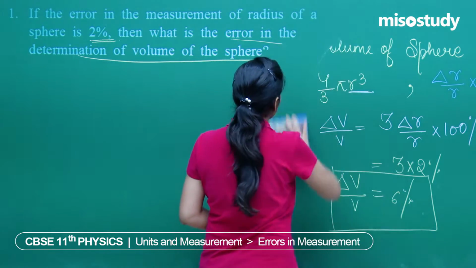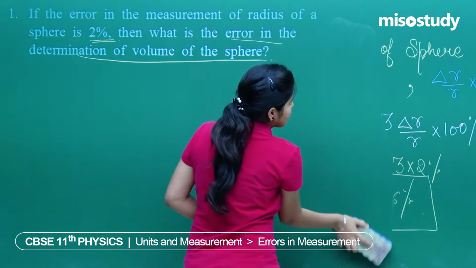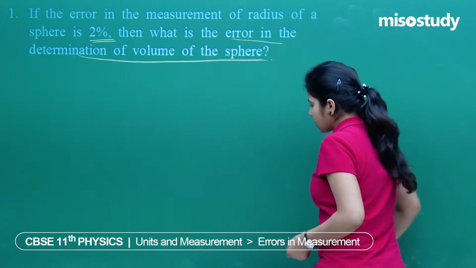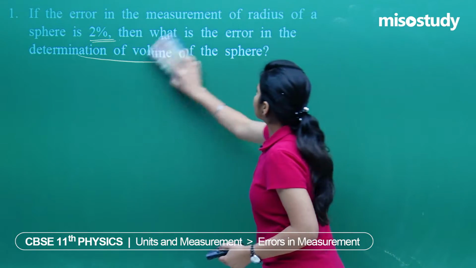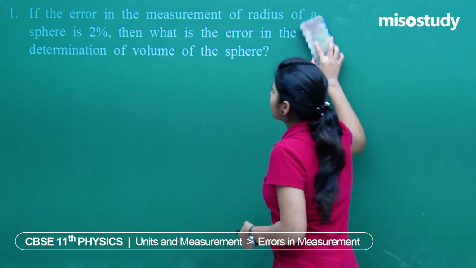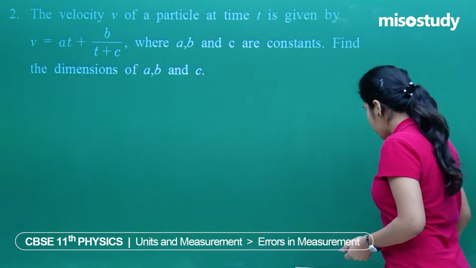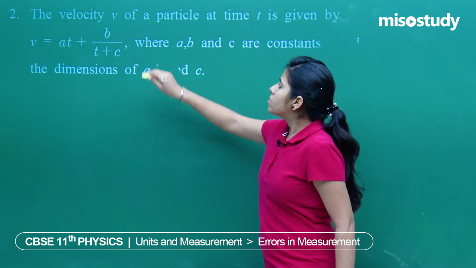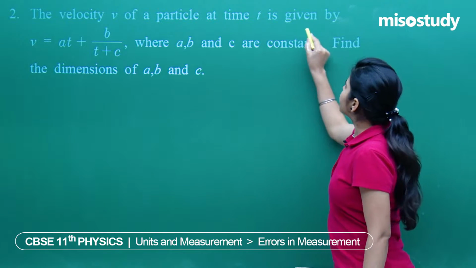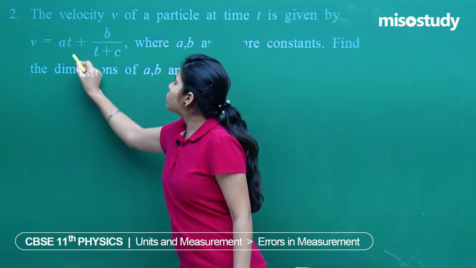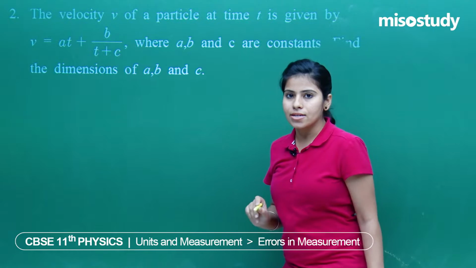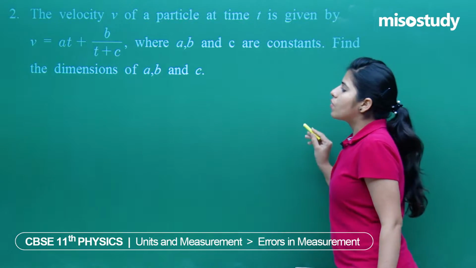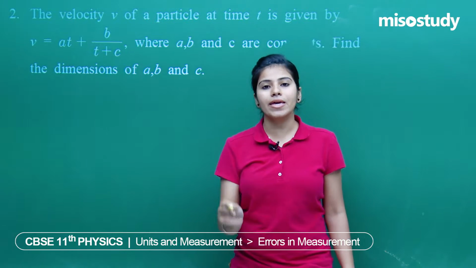Now we will be moving towards the next question, that is question number 2. Okay, so here the question arises from unit dimension. Here the velocity v of a particle at time t is given by v equals at plus b upon t plus c. This equation has been given where a, b and c are constants, and we have to find the dimension of a, b and c.